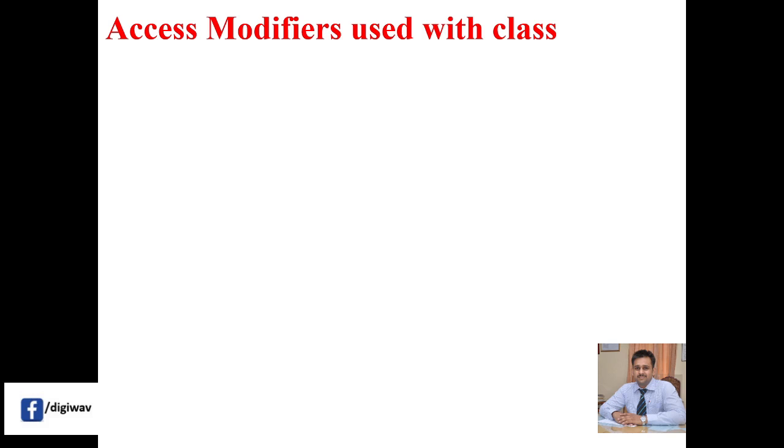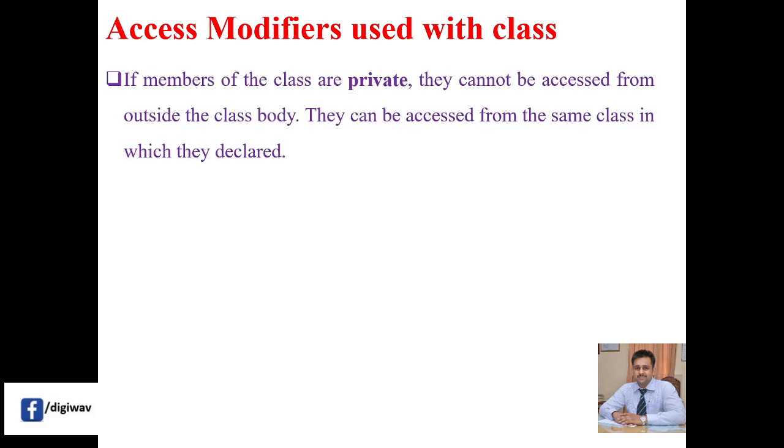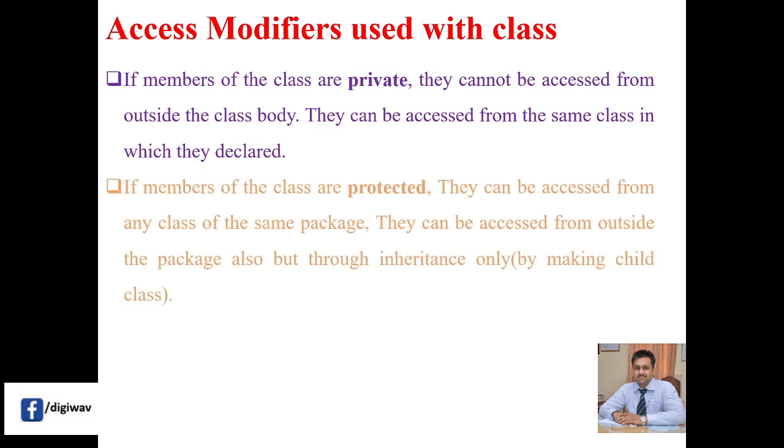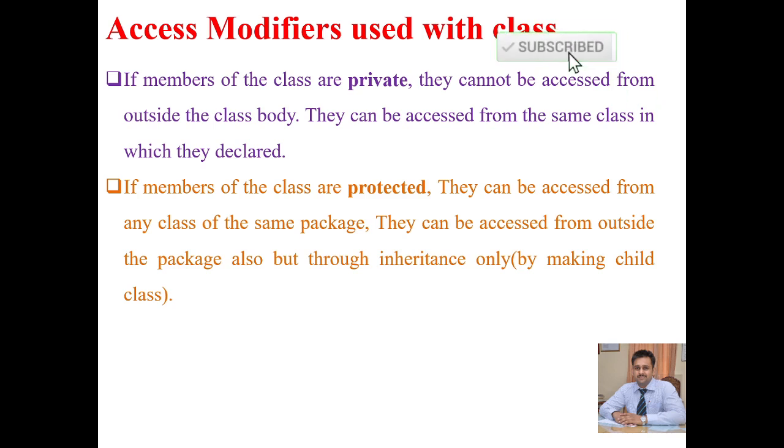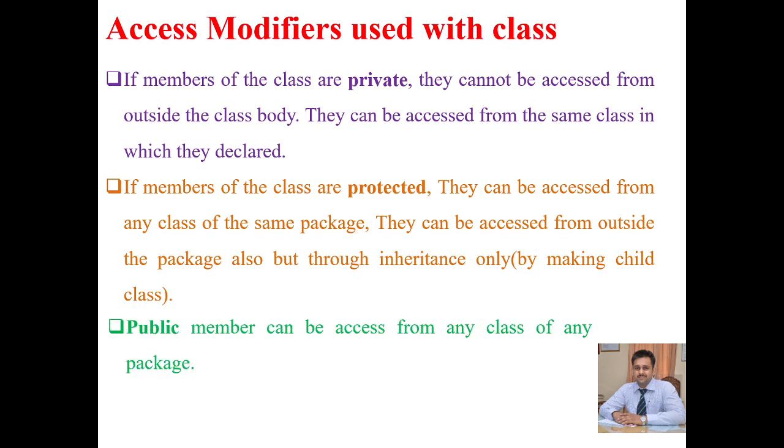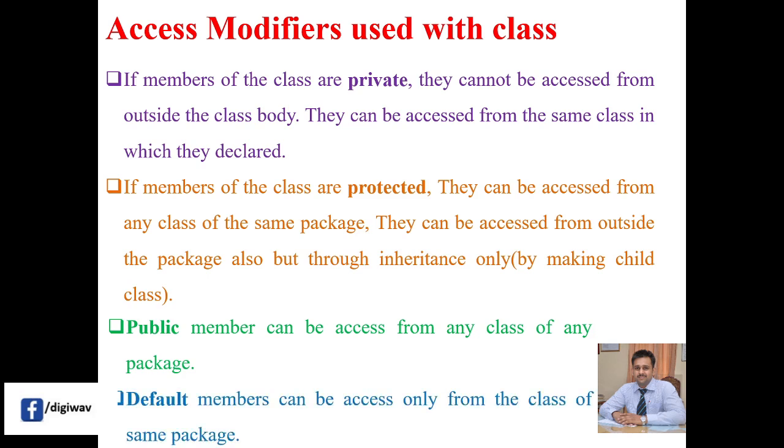Now we will see what are the protocols in Java by which we can use these access modifiers with member variables and member functions. When members of the class are private, they cannot be accessed from outside the class body. They are meant to be accessed from the same class in which they are declared. If members of the class are protected, they can be accessed from any class of the same package. They can be accessed from outside the package also, but through inheritance only. Public members can be accessed from any class of any package. Default members can be accessed only from the class of the same package.